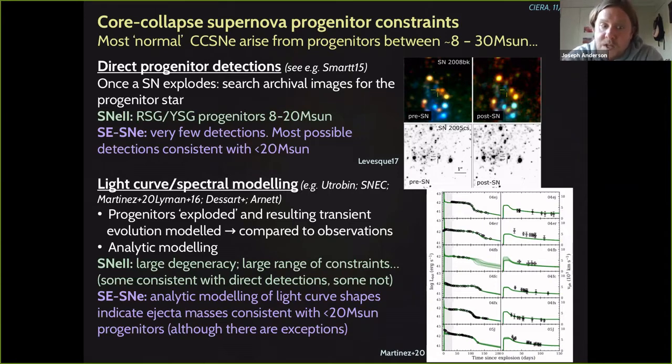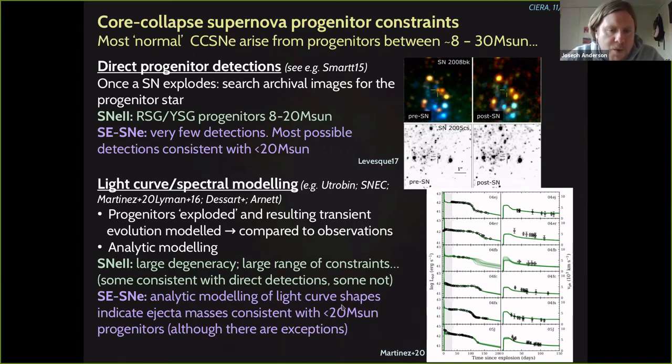Some of these results are consistent with the direct detections from above, of being relatively low mass massive stars, but some of them are not. And some codes, some work, constrain some of these type 2s to be pretty massive initial mass stars. We hope to shed some light on this with the work that we're doing with Laureano, that hopefully will be out in the next few months or later this year.